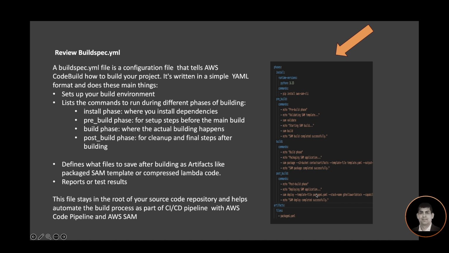Structure is slightly different because I'm using this process with the AWS SAM, but in a traditional build process, you can use it really how it's named. So you can install the dependency, you can do the build, you can then deploy it, and so on. So this is the structure of our build spec file for this current use case.